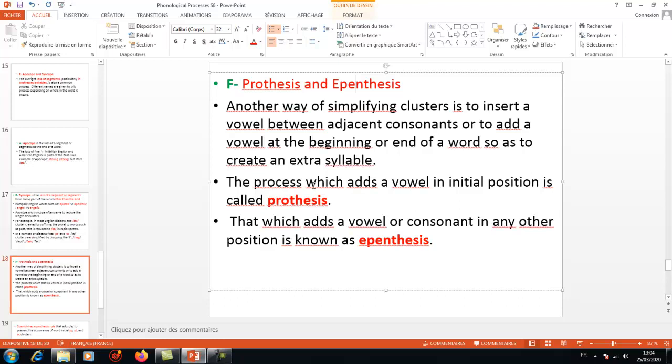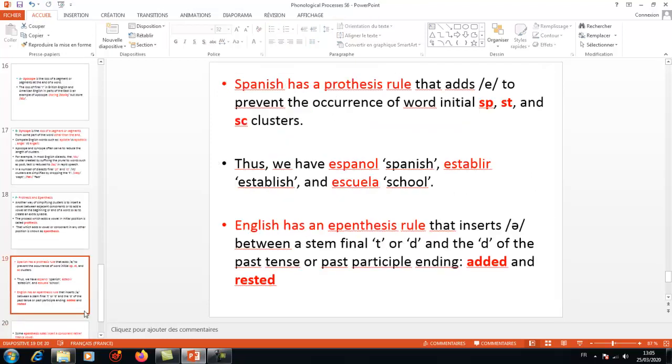Remember once again, as we said about apocope and syncope: in apocope, it's the end which is involved. In syncope, it's the other parts, the other positions. Same thing here. When we talk about the initial position, it's prothesis. When we talk about the other parts, it's epenthesis. Now, let's talk about the examples.